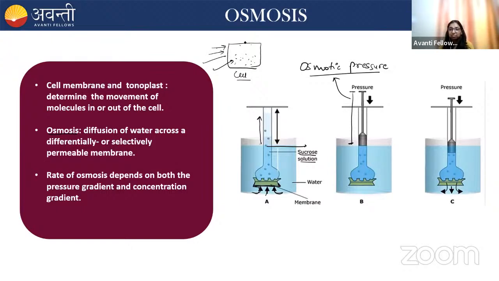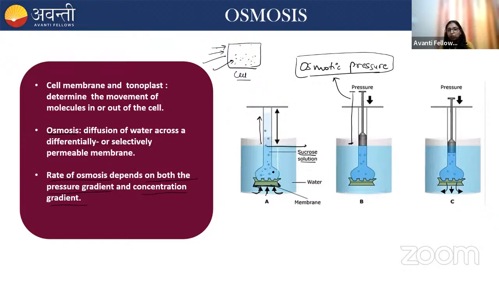That means more pressure is required to stop the entry of the water, because the more the solute, the more will be the pressure to stop the entry of the water. So this pressure to prevent the entry of the water is known as the osmotic pressure. And the rate of osmosis depends on both the pressure gradient and the concentration gradient. Yes, the concentration gradient automatically develops, right?